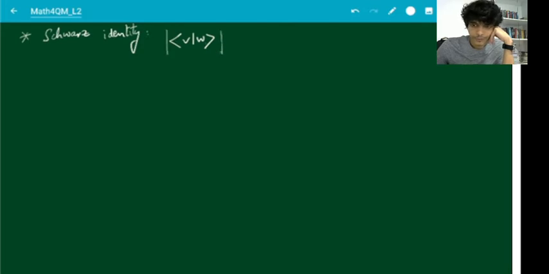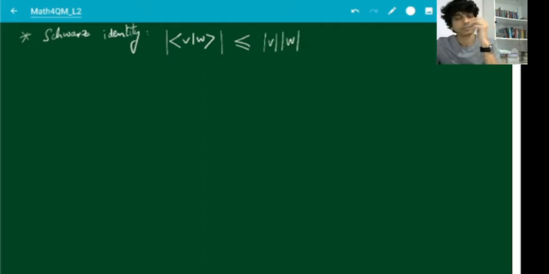the absolute value of this complex number is always going to be less than or equal to the product of the norms of these two vectors. I'm not going to prove it, I will just mention it over here. Actually, might not be a bad idea to prove it, for the simple reason that it gives a little bit of practice with using this bracket notation. Okay, let's prove it.